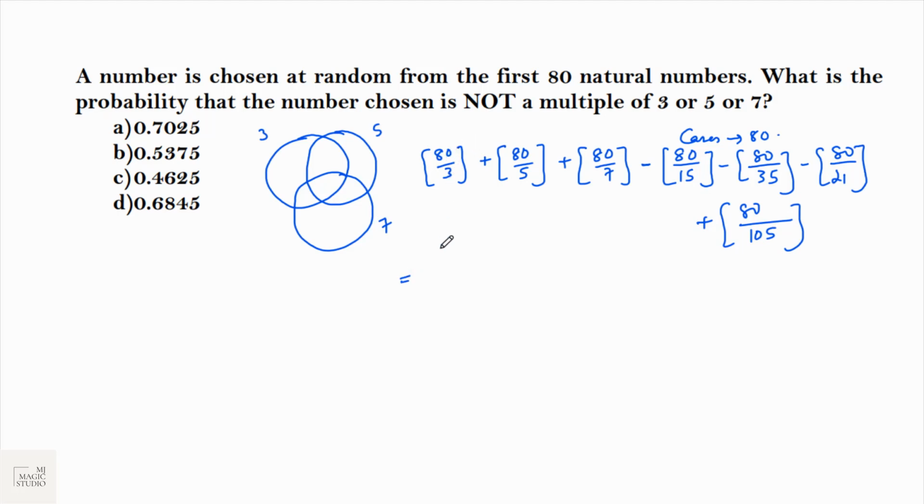81 by 3 is 27, 80 by 3 would be 26. Plus 80 by 5 is 16. 80 by 7 will give 11. We are looking out for only the whole number. This is the highest value function.